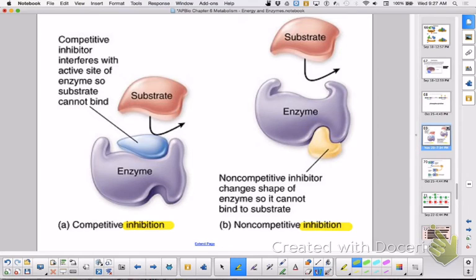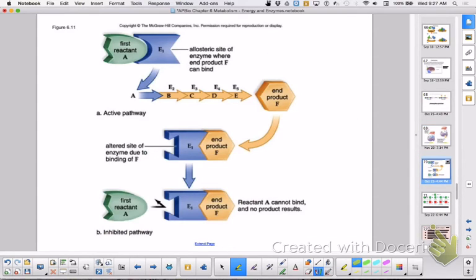Now let's take a look at this. This is called feedback inhibition. So take a look at what's happening here. Here's reactant A. A goes to B. B goes to C. C goes to D. D goes to E. E is your end product. And your first enzyme that went from A to B, here's your reactant, how it fits in there.